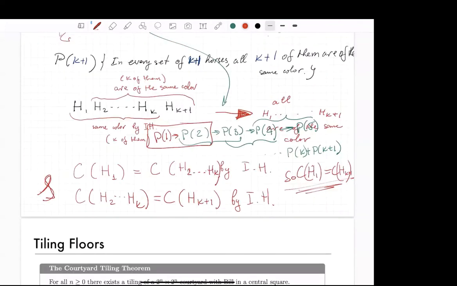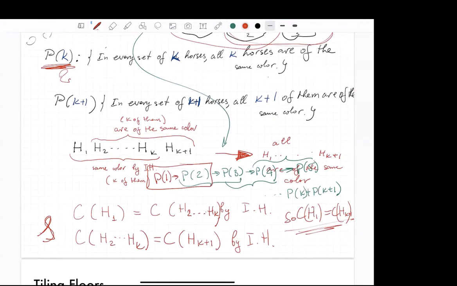So you have these horses. You have one horse, you have another horse. It's certainly true that every set of one horse is of the same color. But when I make this implication here, does P1 imply P2? No, because I can't have an overlap. This set here of horses, which I'm relying on for the overlap, that set is empty.